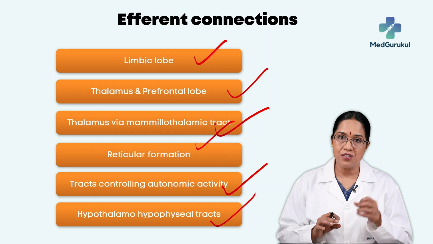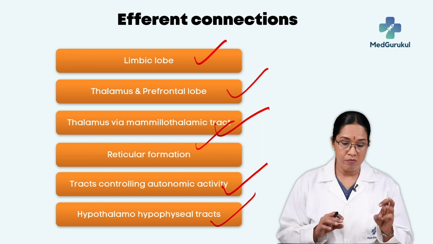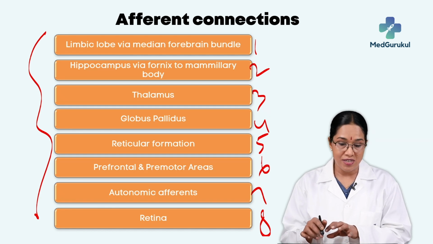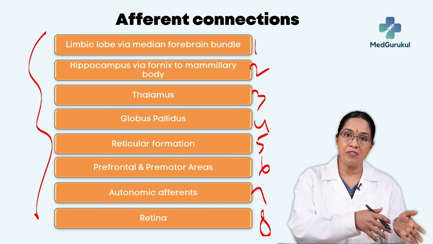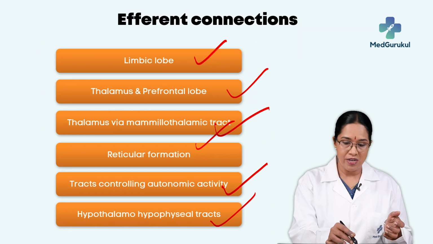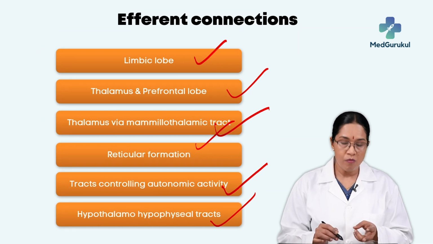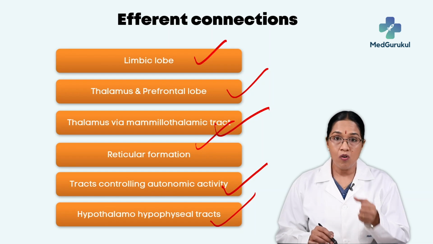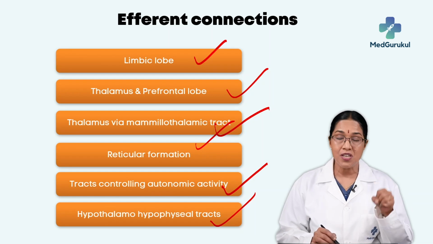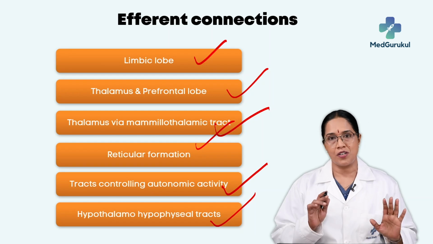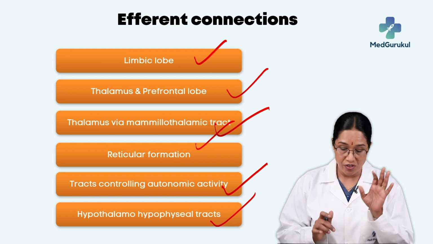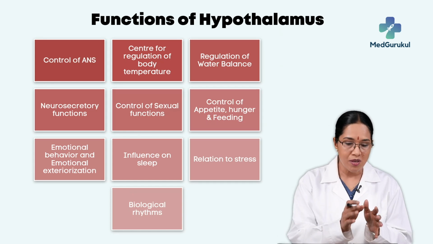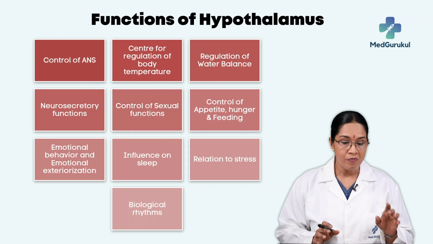So, it sends efferent fibers to the limbic lobe, thalamus. Most of it, if you look here, from wherever it has received its afferent fibers, it is sending efferent fibers back too, isn't it? Limbic lobe, thalamus and prefrontal lobe, the thalamus separately via the mammillothalamic tract, reticular formation, all the tracts which are controlling autonomic activity, and also the hypothalamo-hypophyseal tract. So, that is about the afferent and the efferent connections of the hypothalamus. Now, going to the functions of the hypothalamus. One by one, we are going to go through all these functions in detail.